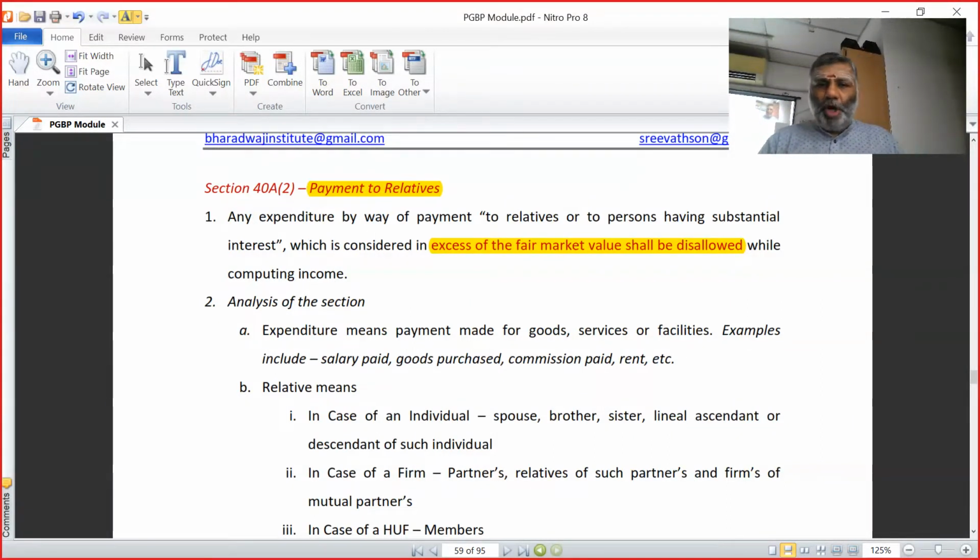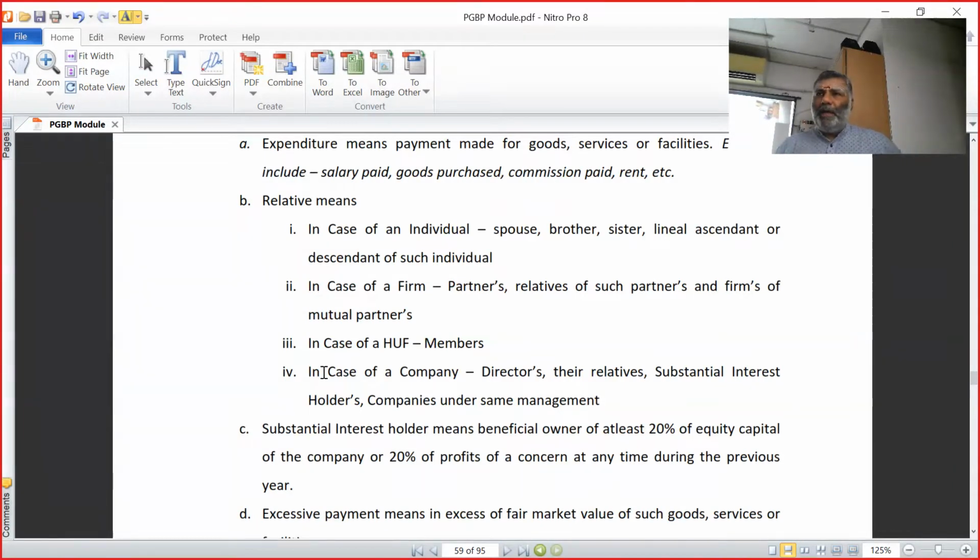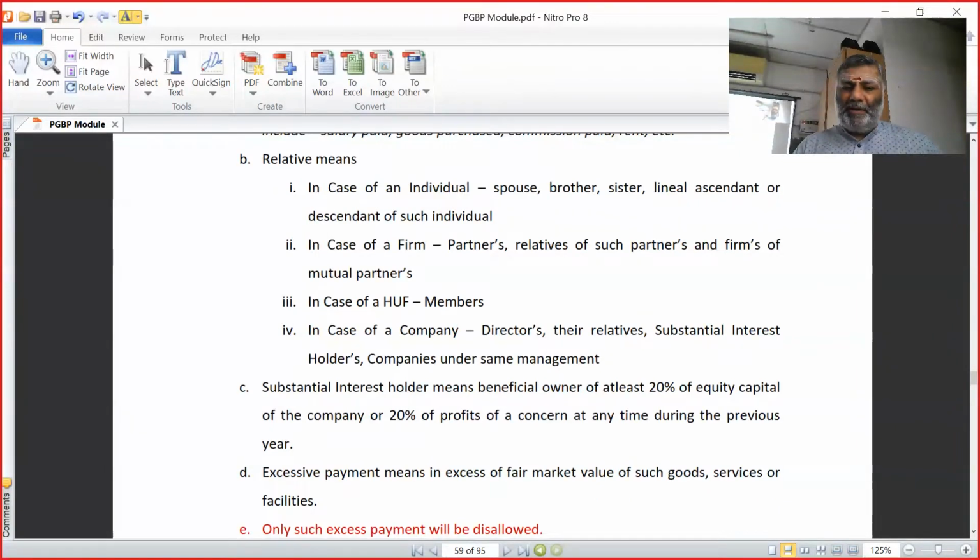But as of now, any expenditure by way of payment to relatives or to a person having substantial interest which is considered in excess of fair market value will be disallowed. So payment for goods, payment for services, if it is in excess of fair market value, it will be disallowed. Relative has the normal meaning which you see in the gift provision and in various other provisions.